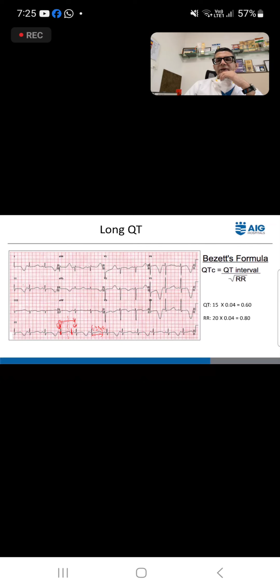So you would take the square root of RR. So you take the square root of 0.8. So what is the square root of 0.8? Those with whom I already discussed, you need not tell the answer. Others can tell the answer. I think people are fresh from physics, mathematics and all. Third year MBBS, fourth year MBBS. You should be able to tell us what is the square root of 0.8?